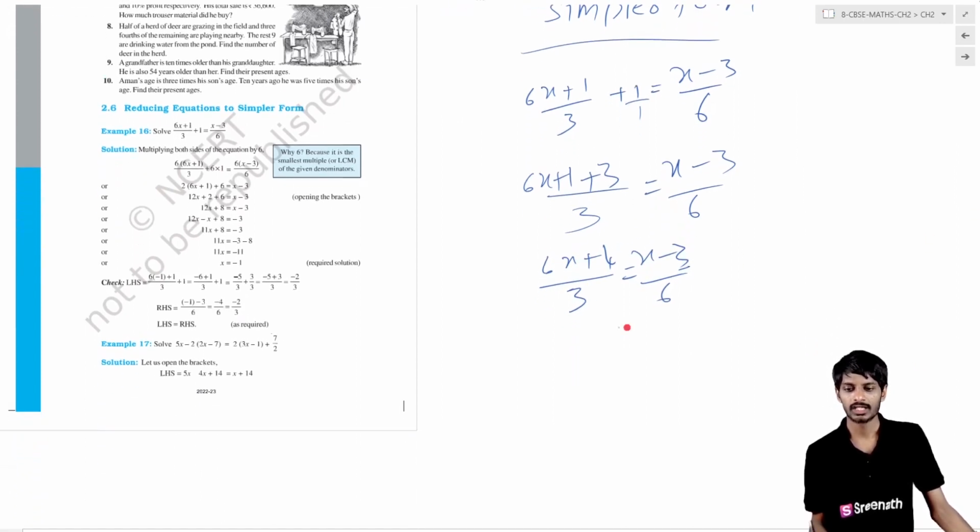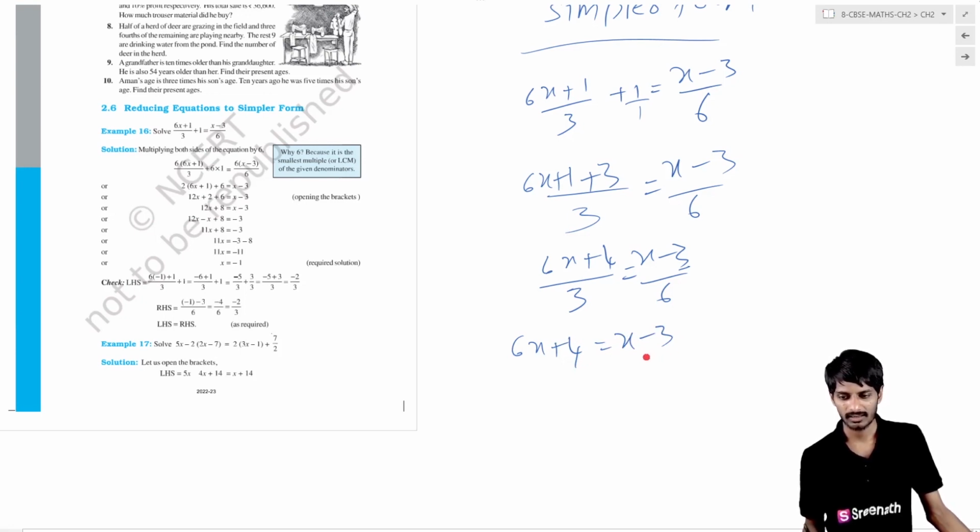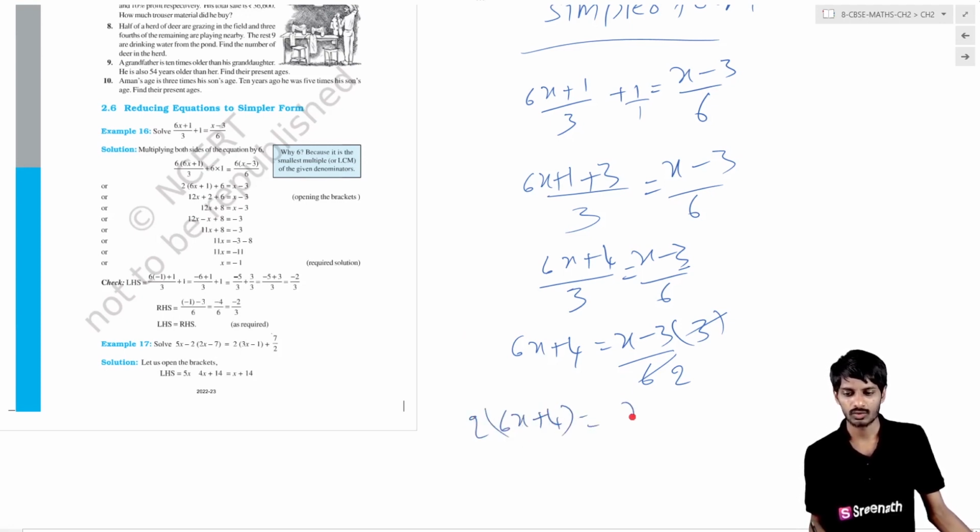Now what will you do? Now you will take this 3 to this side. So basically it is dividing here, it becomes multiplication here. Okay. And so 6x plus 4 equals x minus 3 divided by 6, into 3. It is multiplying now. Okay. Now this 3 cancels out in 2 times. Okay. Now what will you do? Here this 2 is dividing. You will take this 2 to the left side, where it is multiplying. The 2 into 6x plus 4, that is equal to x minus 3.